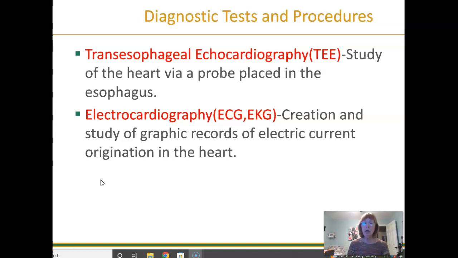Transesophageal echocardiography, TEE. It's like an EGD. They do it at bedside usually, and they put it down into the esophagus so they can see if there are any blood clots in the heart, and it's a good way of doing it. Electrocardiography, ECG, EKG, we all know that is a record of your heart.